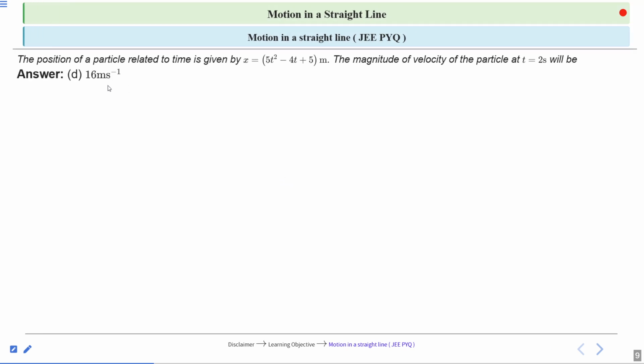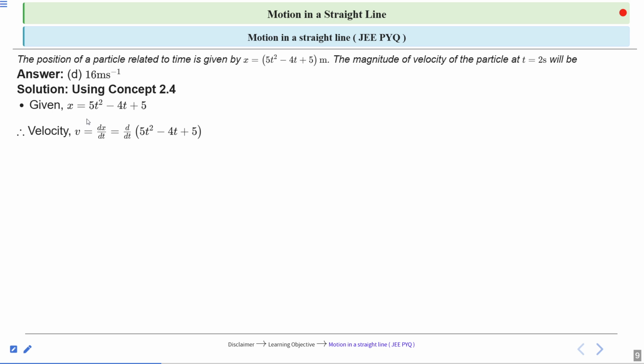So the correct option is D, 16 meter per second. Solution: we will solve this question using concept 2.4. Given the position of the particle is x is equal to 5t square minus 4t plus 5, and we know how to calculate the velocity from displacement, or we can say from position. So it is the rate of change of position, dx upon dt. So we know the value of x, so just substitute the value of x in this form, v is equal to dx upon dt, and take the derivative.